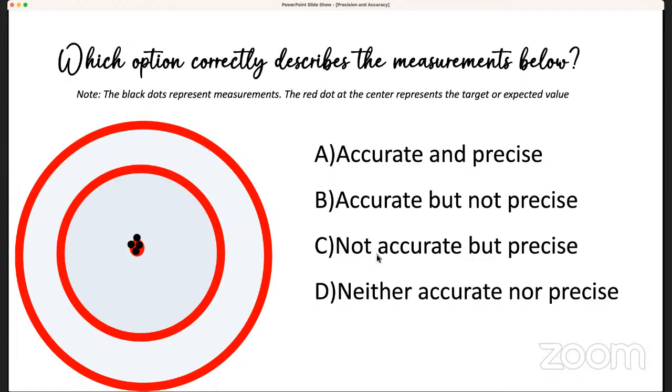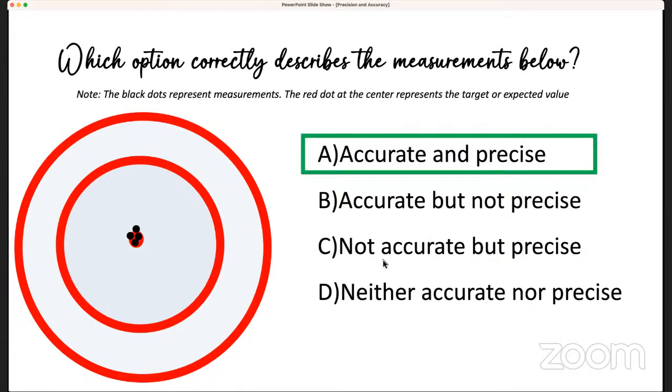Okay, so A is the correct response. The 4 dots represent the measurements, and the red dot at the center represents the target. All the 4 measurements are clustered together and also close to the target. So that represents an accurate and precise measurement.